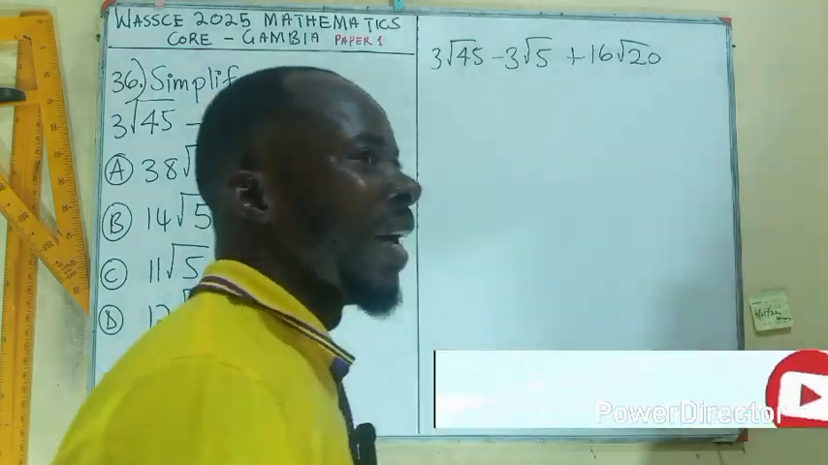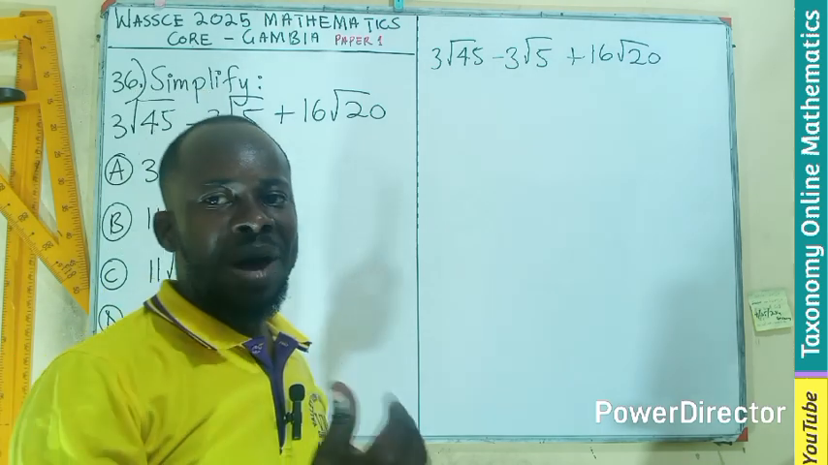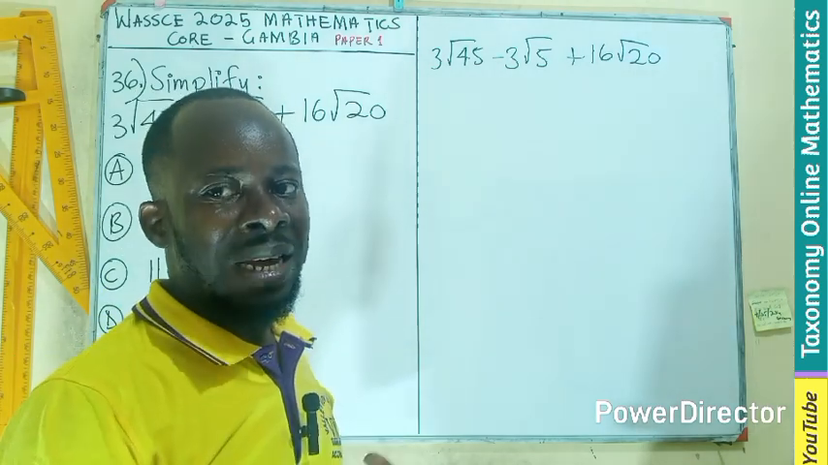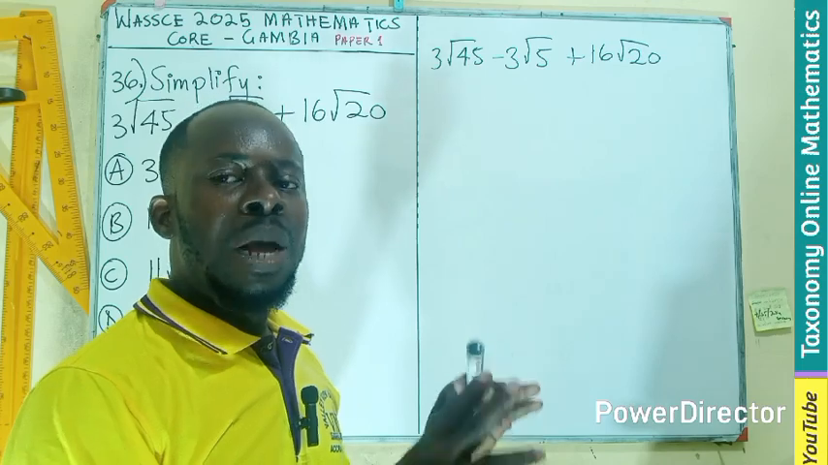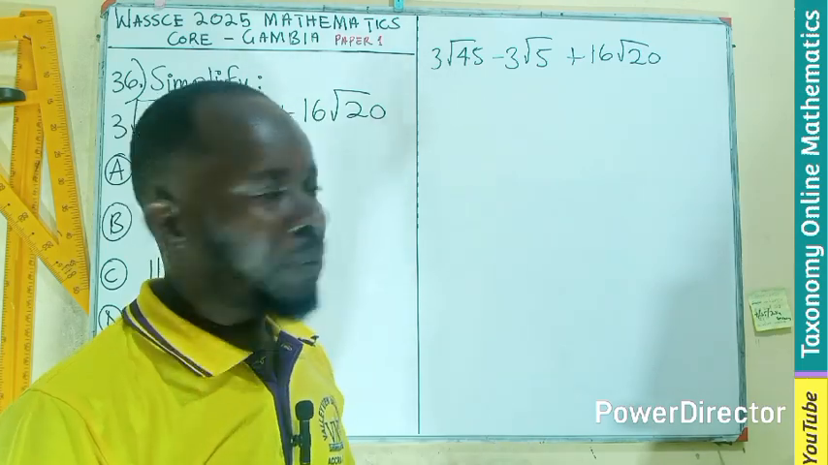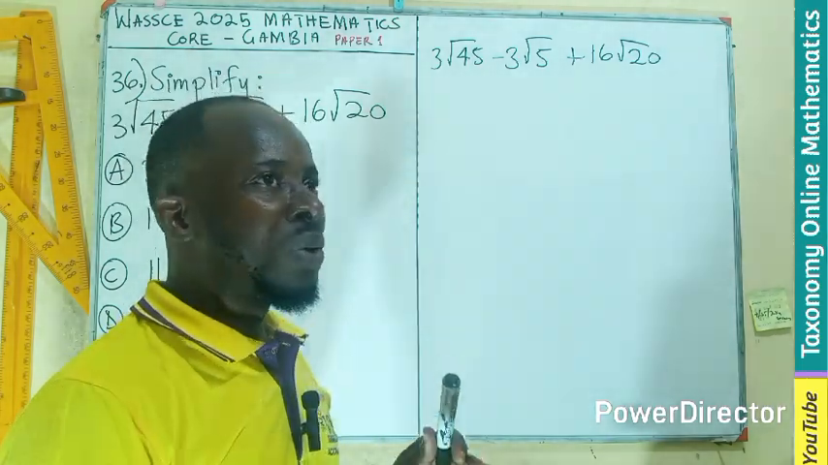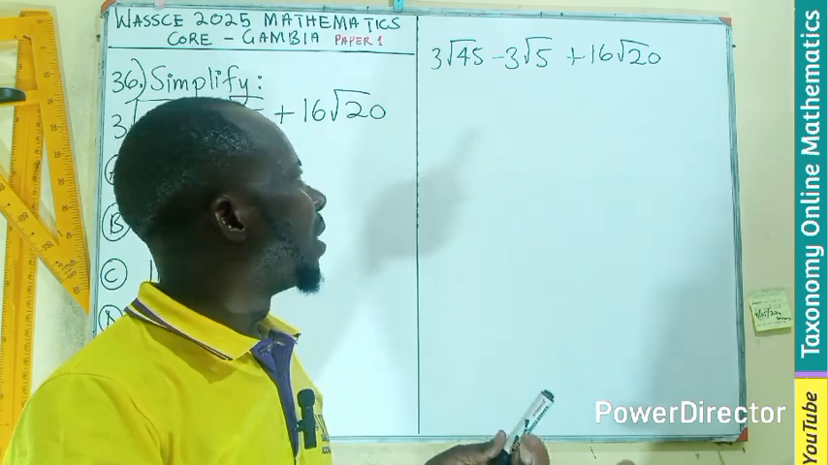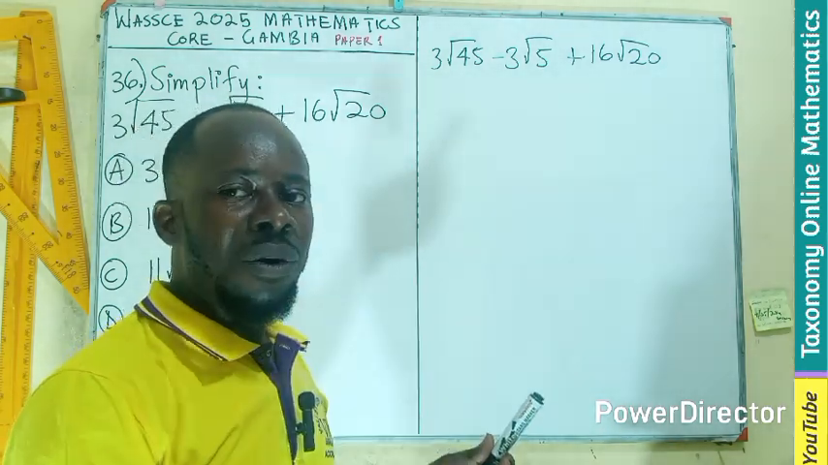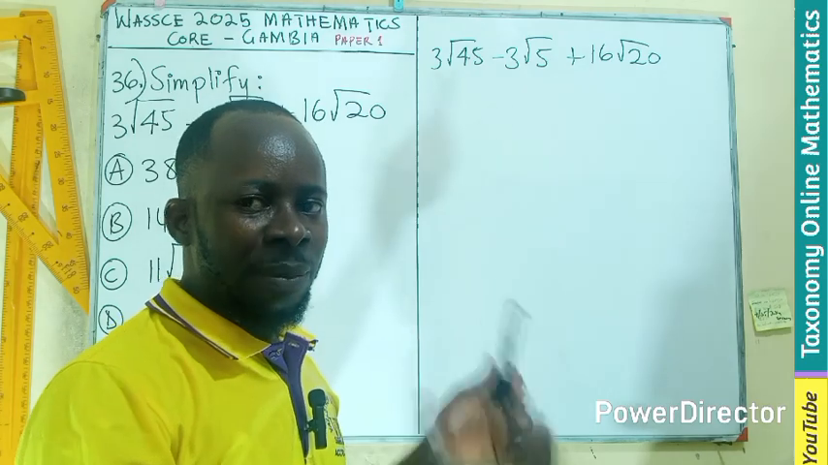In simplifying surds, we simplify them by reducing the terms under the root to two products, a perfect square and a non-perfect square. If you look at 45, we have factors of 9 and 5, where 9 is a perfect square. If you look at 20, factors of 5 and 4, where 4 is a perfect square.